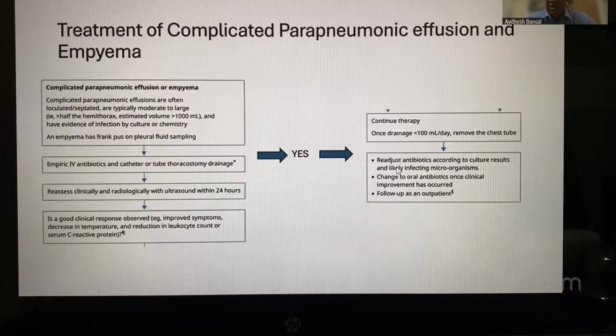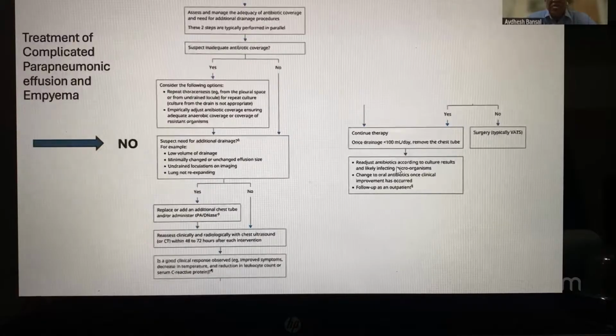If they are continuing to do well, clinical response is okay, then continue with the drainage, and once drainage becomes less than 100 ml for 2 to 3 days, you remove the chest tube. In the meanwhile, if you've got the results of your culture, and if it tells you to change the antibiotics, you do that, and then finally change to oral antibiotics when the clinical condition is better, and then follow them in the outpatient.